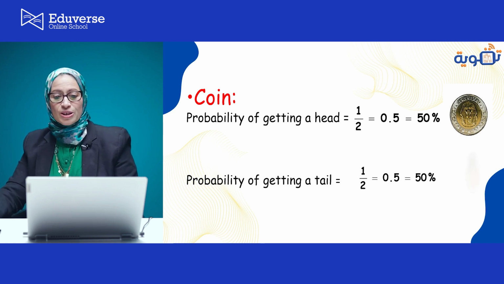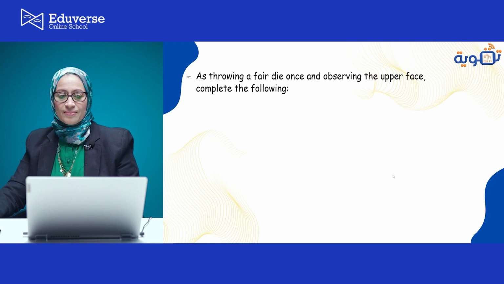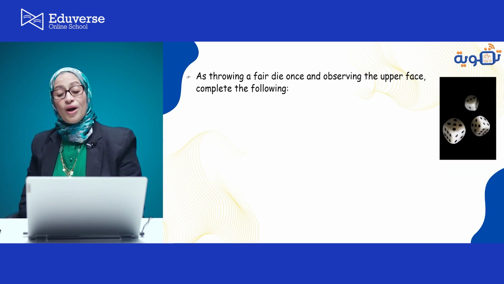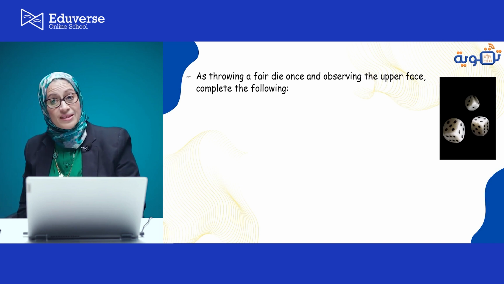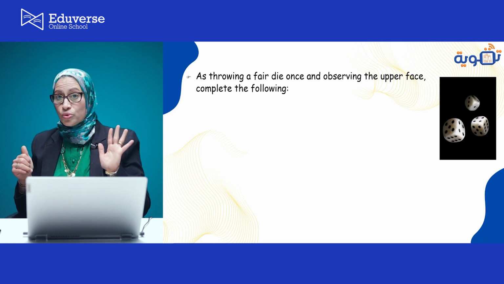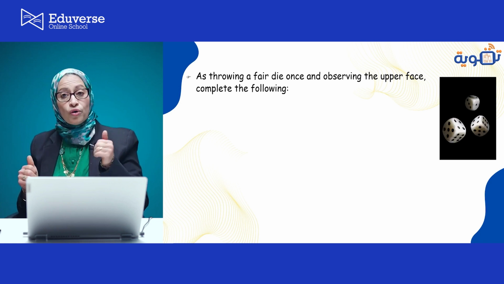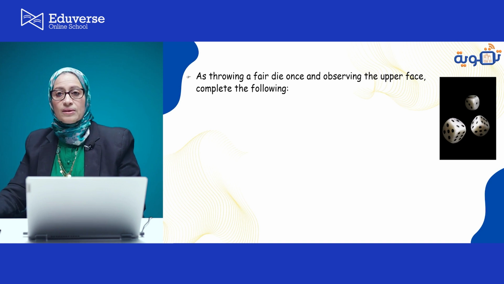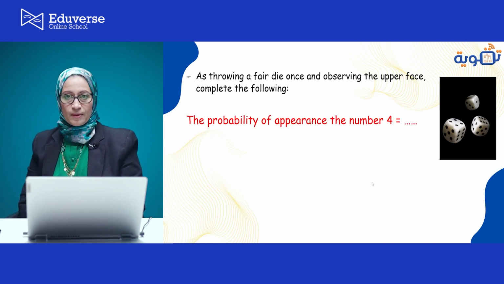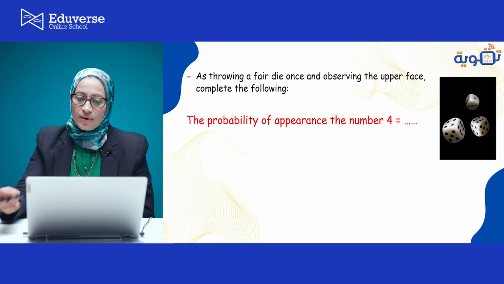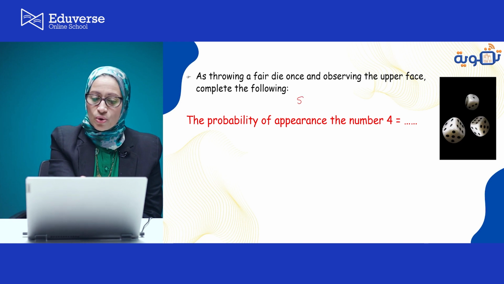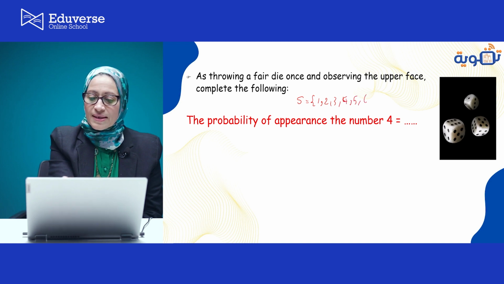Let's do another experiment. Now, ready? This time I will throw a die. So how many faces does a die have? 6. So the sample space for this die will be 6, from 1 to 6: 1, 2, 3, 4, 5, and 6. Let's answer these questions together. The probability for the appearance of the number 4. So let's write the sample space together. S equals the set of 1, 2, 3, 4, 5, and 6.